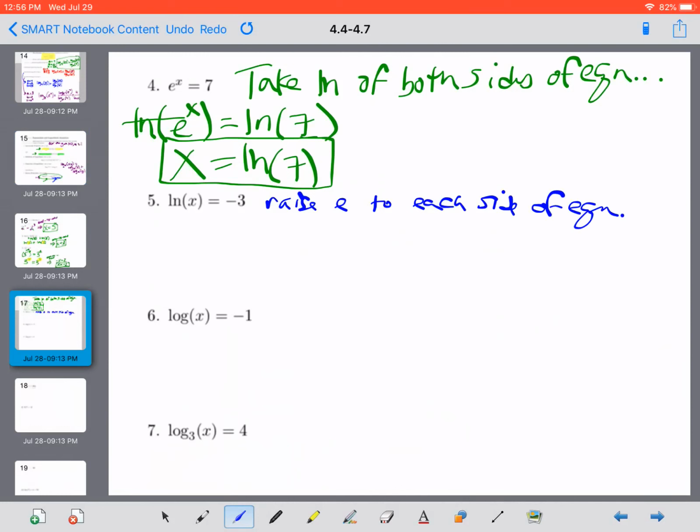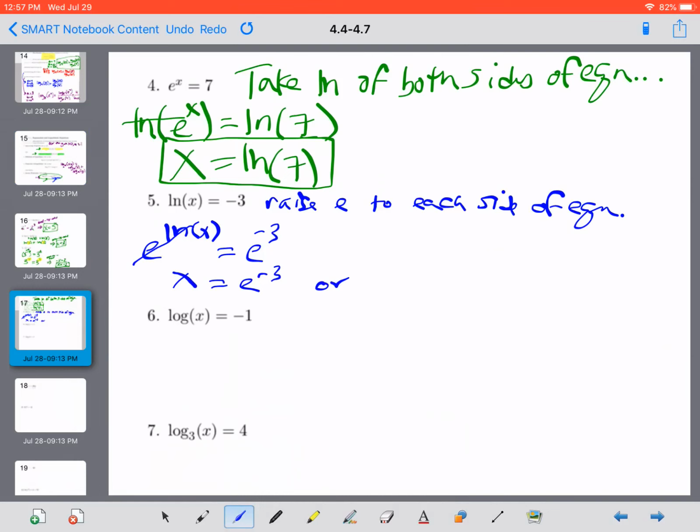Okay, so I'm going to do e to the ln of x is equal to e to the negative 3. Again, this is allowed because of that one-to-one property. And now, e to the ln of x, well, e and ln are inverses of each other. So just like before, this e raised to the ln power, they cancel each other out, and you're just left with x is equal to e to the negative 3.